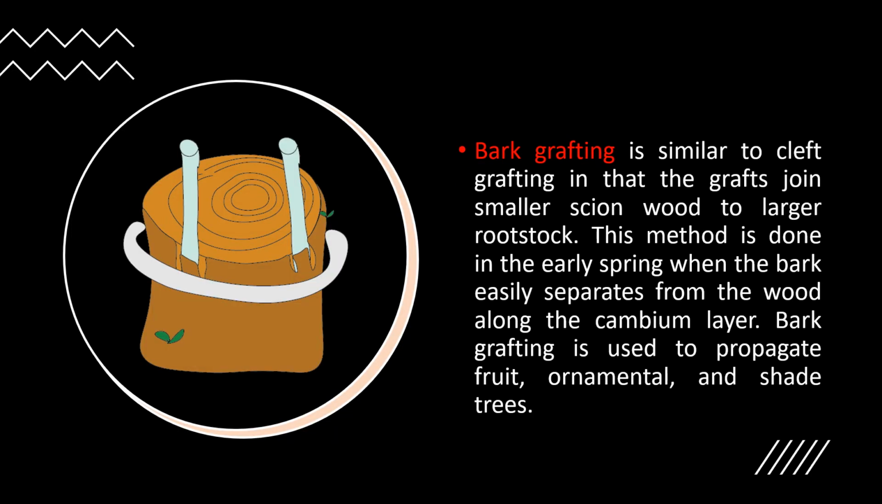Bark grafting is similar to cleft grafting in that the grafts join smaller scion wood to larger rootstock. This method is done in the early spring when the bark easily separates from the wood along the cambium layer. Bark grafting is used to propagate fruit, ornamental, and shade trees.